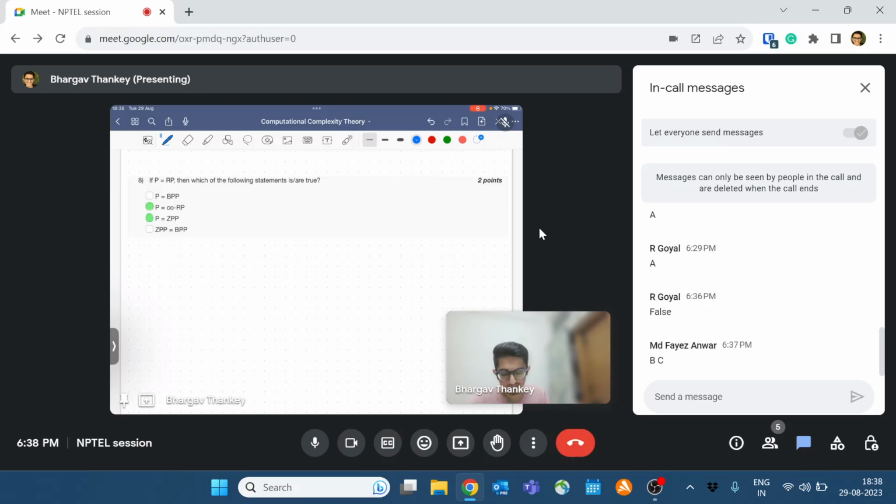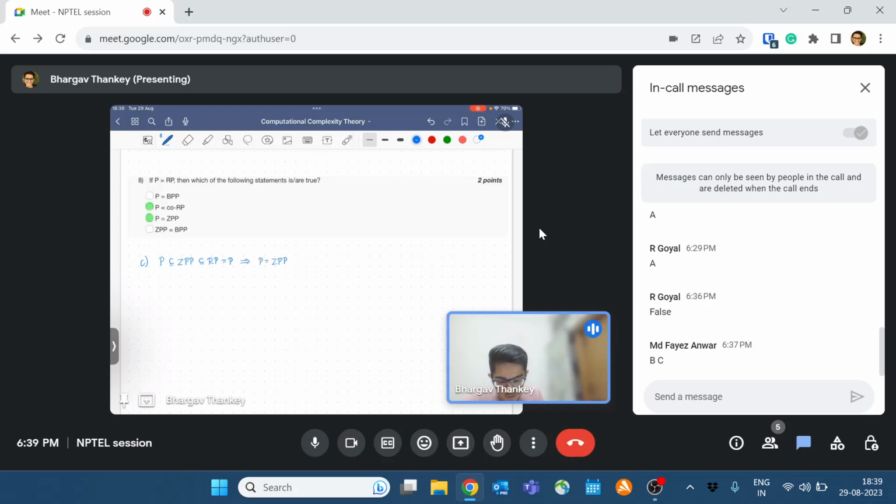If I'm saying that the first and third are equal, then ZPP should also be equal to both of them. So P is contained in ZPP, which is contained in RP, which is equal to P, and this implies P equals ZPP.